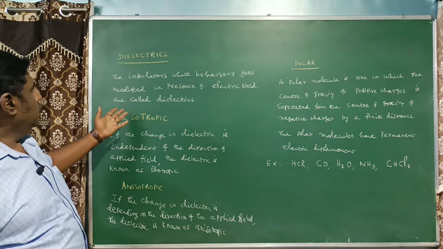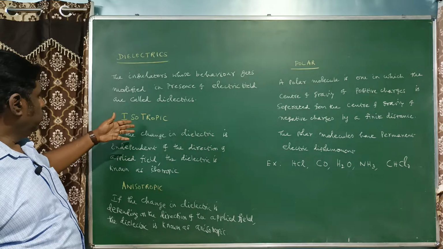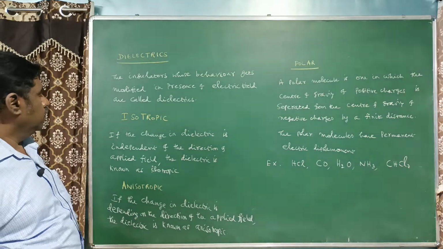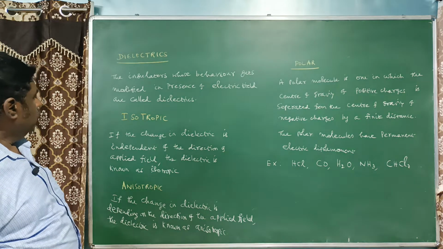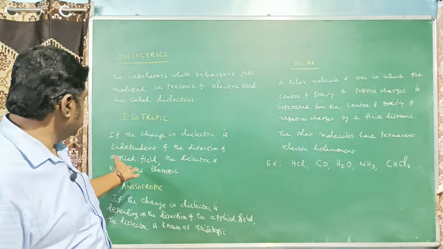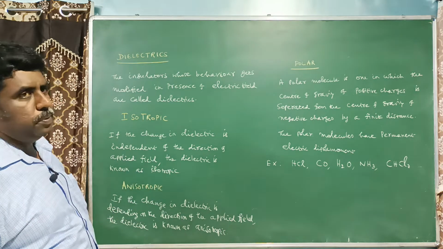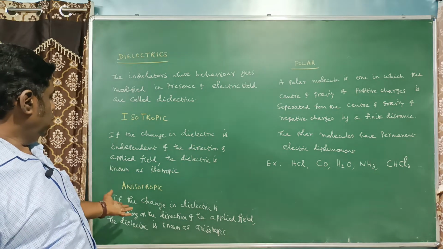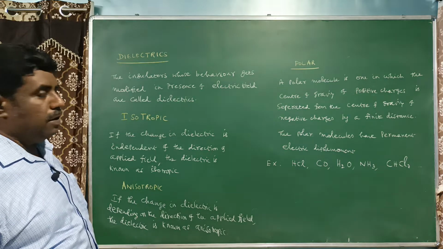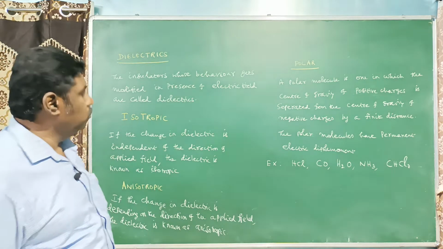We can classify the dielectrics into two categories. One is isotropic and another one is anisotropic. If the change in dielectric is independent of the direction of the applied field, the dielectric is known as isotropic. If the change in dielectric depends on the direction of the applied field, the dielectric is known as anisotropic.